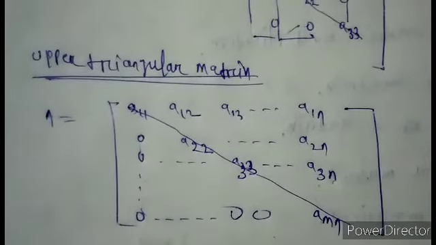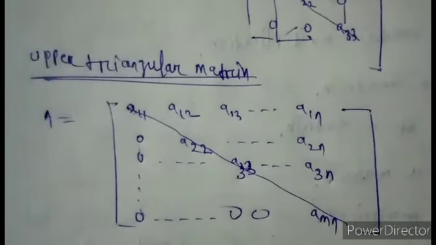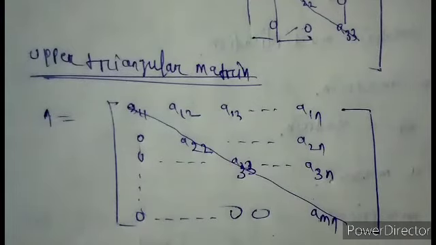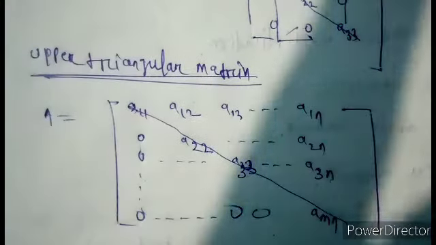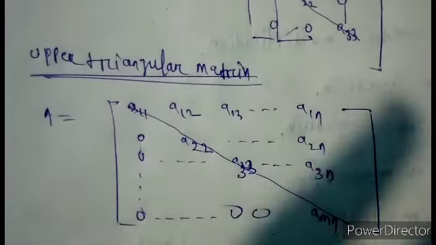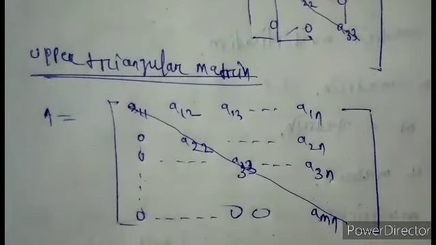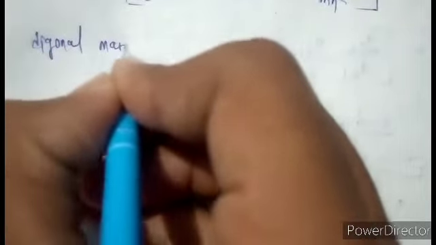So now we know what is called a row matrix, column matrix, zero matrix, horizontal matrix, vertical matrix, square matrix, triangular matrix, upper triangular matrix, and lower triangular matrix. Then come to know about the diagonal matrix. What is called a diagonal matrix?